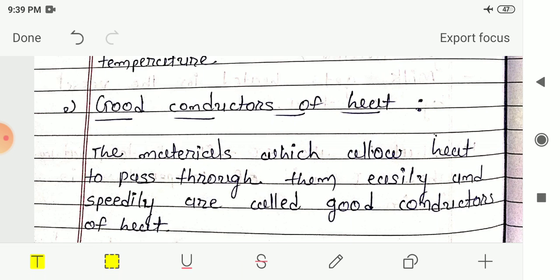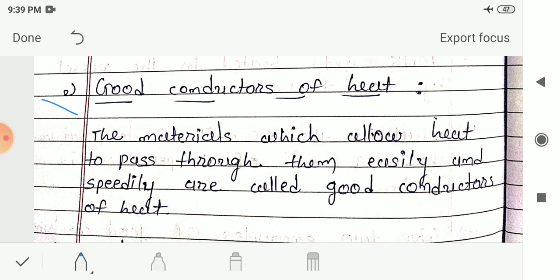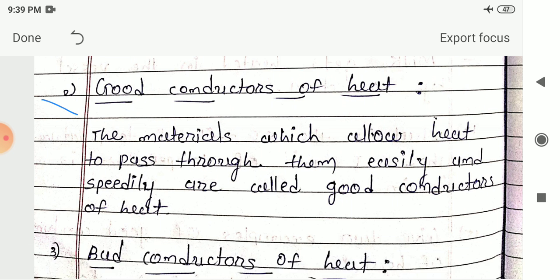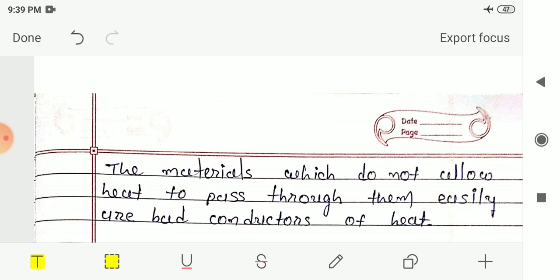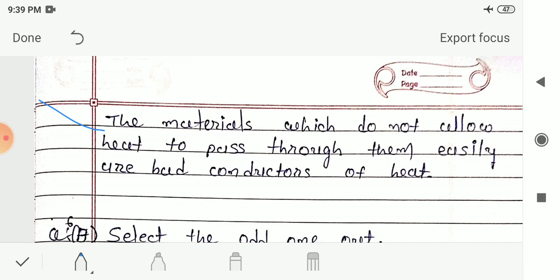The next definition is good conductors of heat. The materials which allow heat to pass through them easily and speedily are called the good conductors of heat. Next definition, third number, is bad conductors of heat. The materials which do not allow heat to pass through them easily are called bad conductors of heat.